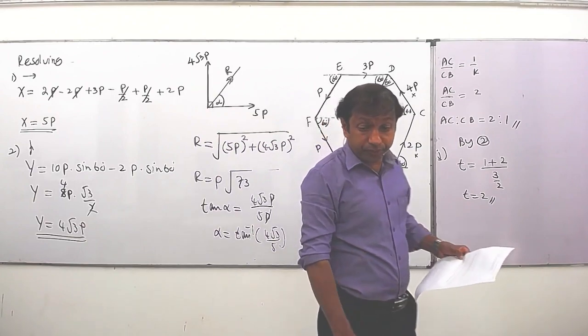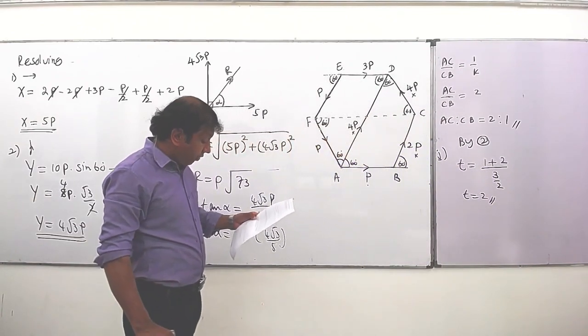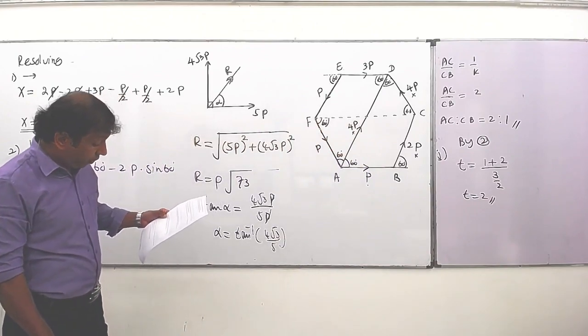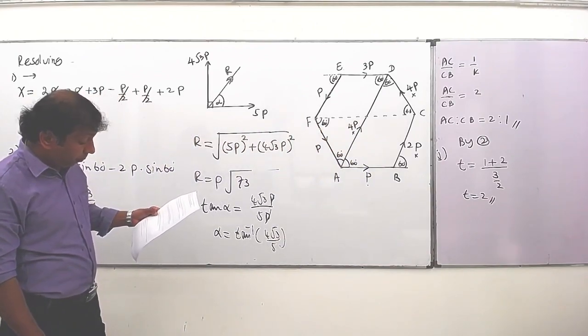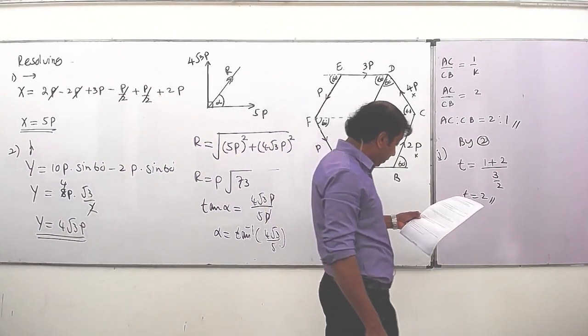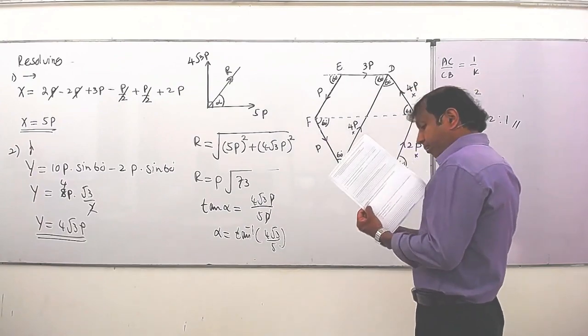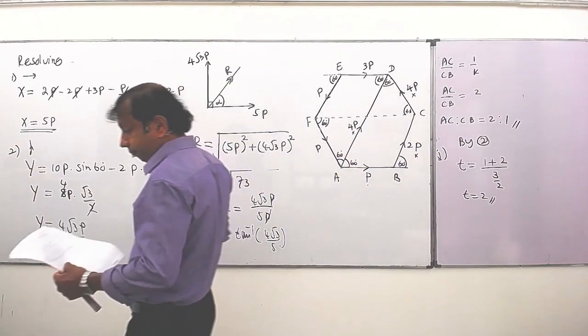Number 9. ABCDEF is a regular hexagon. Position vectors of A, B, and C relative to a point O are a, b, and c. Show that the position vector of the center of the hexagon is this. Center of the hexagon. Right.